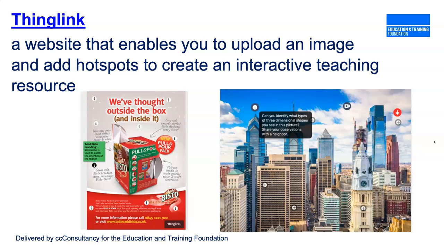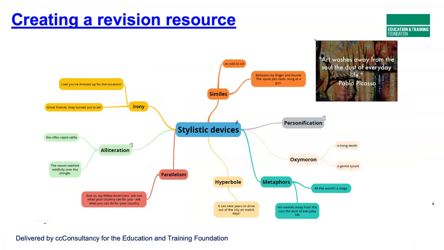This is an example on the screen now of ThingLink. It's a layering tool and it's got loads of potential. Here we can see an example of a digital resource, in this case an interactive mind map, developed by learners, which not only is a wonderful way to revise, in this case, stylistic devices for a GCSE or a functional skills English course, but also to see that the work they do could be shared with others and inspire other learners to develop their skills.